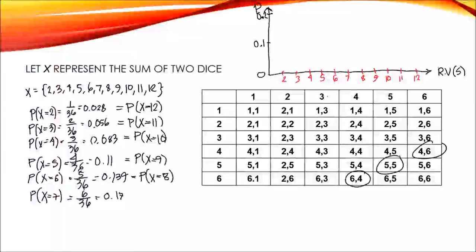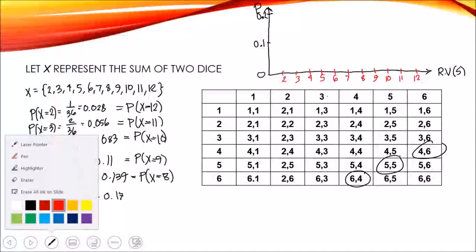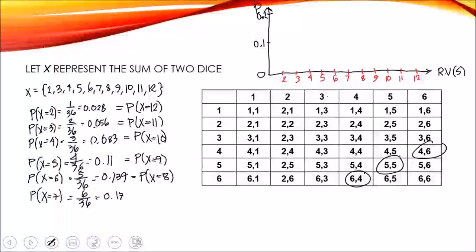So let's plot it in a histogram. For x equal to 2, we have 0.028. Then for x equal to 3 we have 0.056, which is a little more than half. So this is the 0.056. Now when x is equal to 4, that is 0.083.